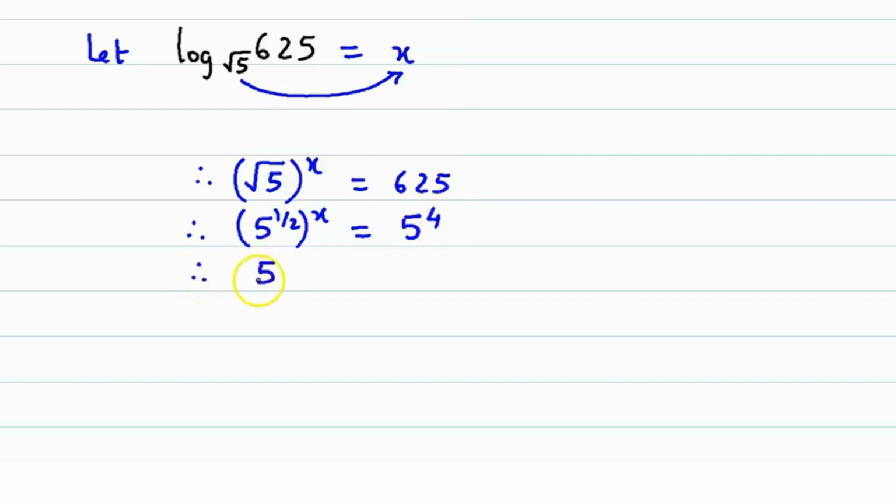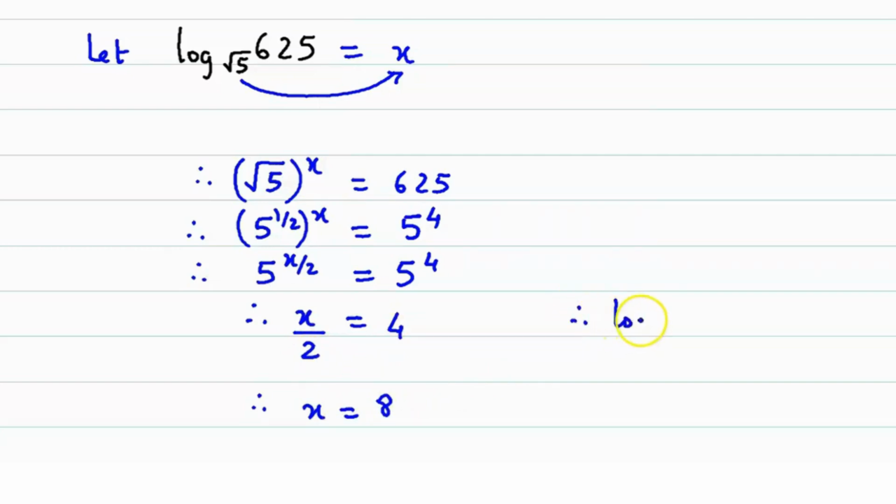So therefore 5 raised to ½ into x, that's x by 2, is equal to 5 raised to 4. Base same है तो हम powers equate करते हैं. So we have x by 2 is equal to 4. Therefore x is equal to, now 2 times 4 is 8, and therefore we could say log of 625 to the base root 5 is equal to 8.